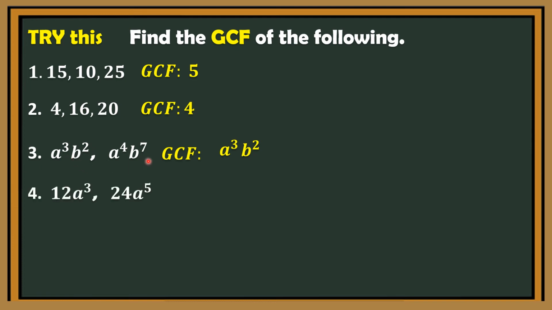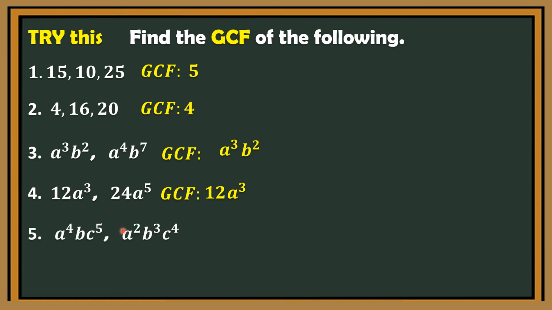Number 4, 12A cubed, 24A raised to the 5th power. What is the greatest common factor? For 12 and 24, the greatest common factor is 12. How about for A? Is it common? Yes, A is common. Therefore, what is the greatest common factor? A cubed. Because 3 here is the least exponent of A.